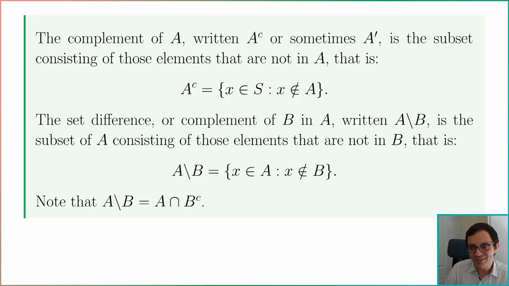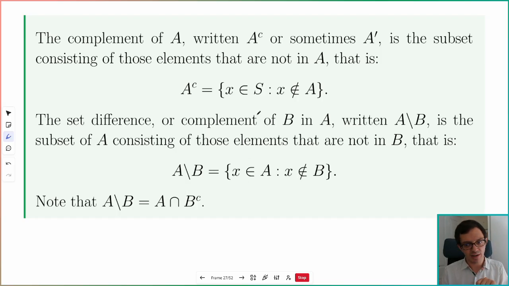So the set difference, or the complement of B in A, that's written A and then a backslash B. That's the subset of A consisting of those elements that are not in B. So to get here, I've written this as X in A such that X is not in B. And I could write that out as the elements of S, which is how my other definitions start, the elements of S such that, and then there would be two conditions. You have to be in A and not in B.